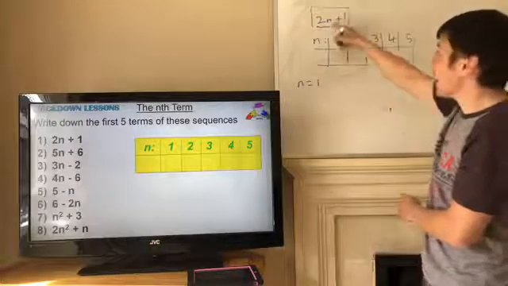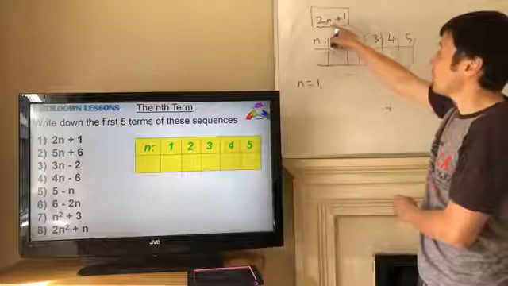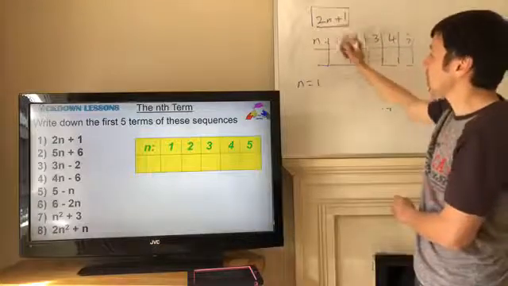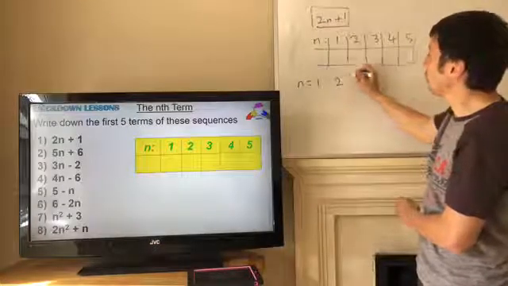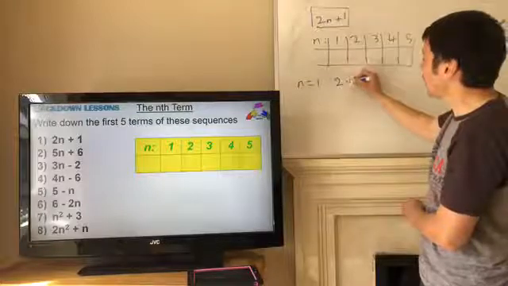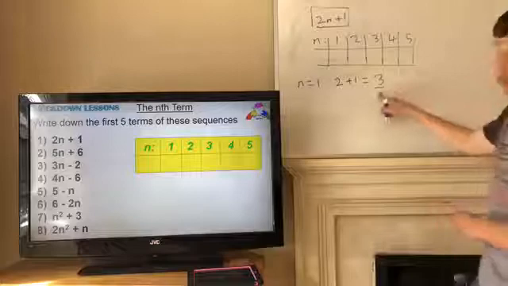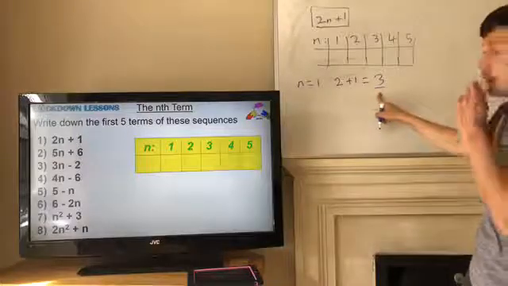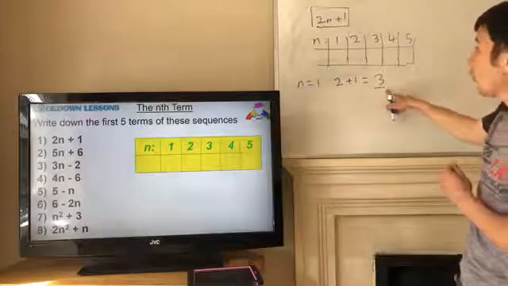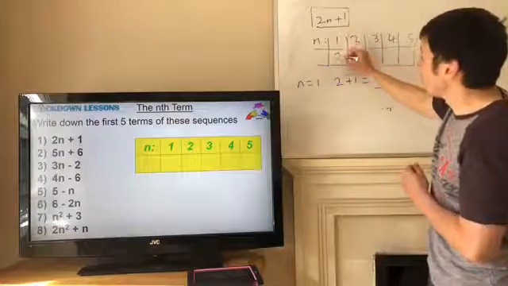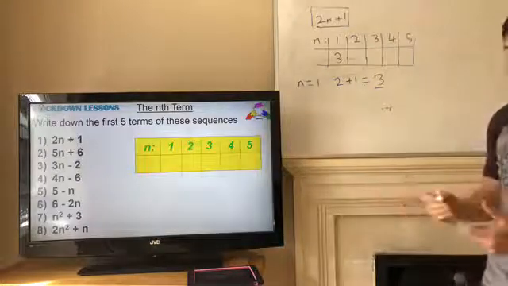Okay? So if n equals 1 in this sequence, I'm doing 2 times 1, which is 2. Then I'm going to plus 1 to it, and my answer is 3. That's the answer you want. 3 is the first number in this sequence. So you can just write it there, or if you're using a table, you can put it in there. Okay, it doesn't matter where you put it.